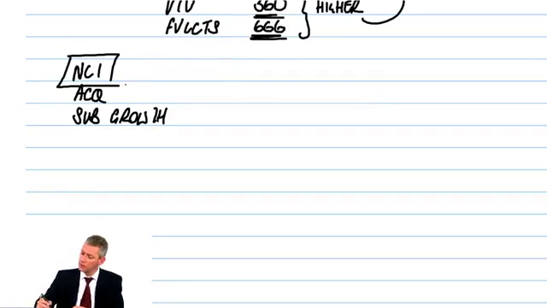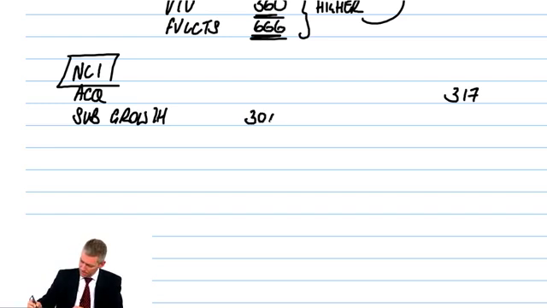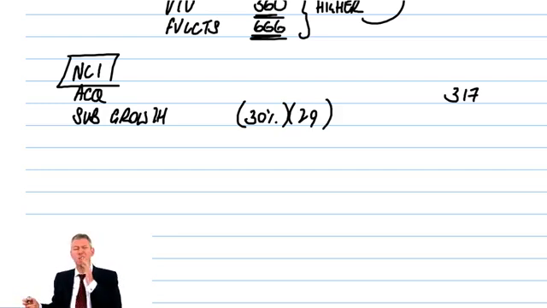So that's, where are we now? 317 and 30% of 29 is 8.7.